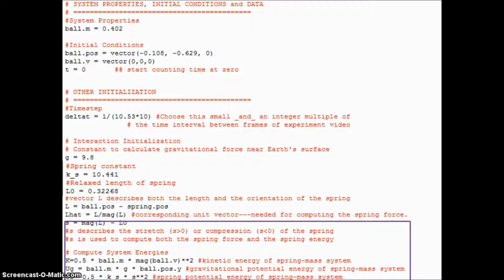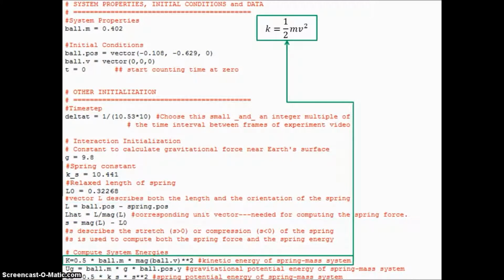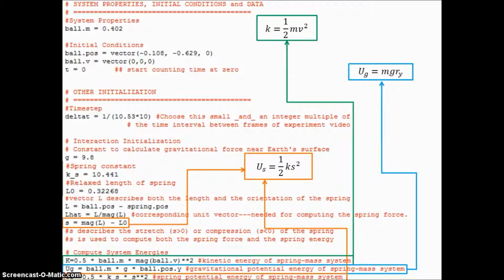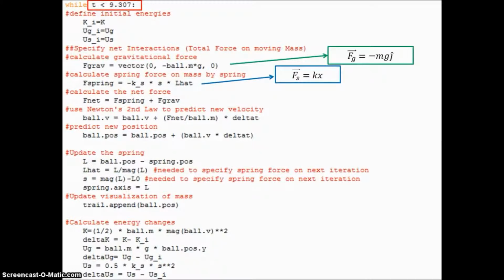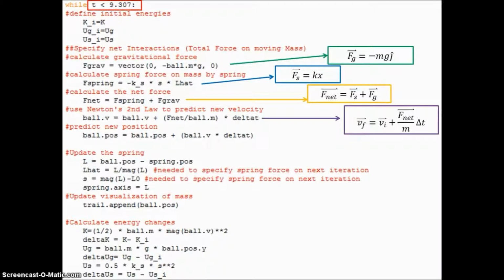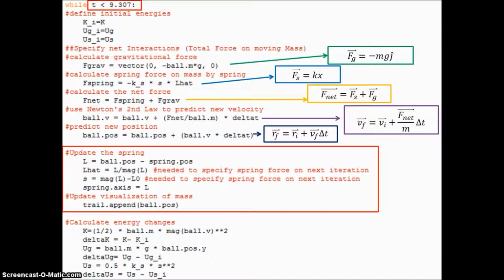Here I inputted the energy equations previously discussed: kinetic energy, gravitational potential energy, and spring potential energy. Next we enter the calculation loop applying Newton's second law and the energy principle. Here I have the length of the total time interval, gravitational force, spring force, net force as gravitational plus spring, Newton's second law, and the position update equation. Here the spring and mass are updated to the position calculated.